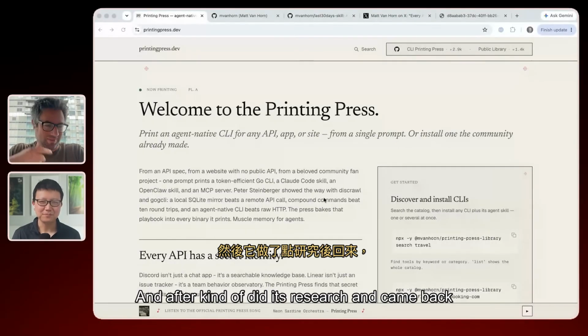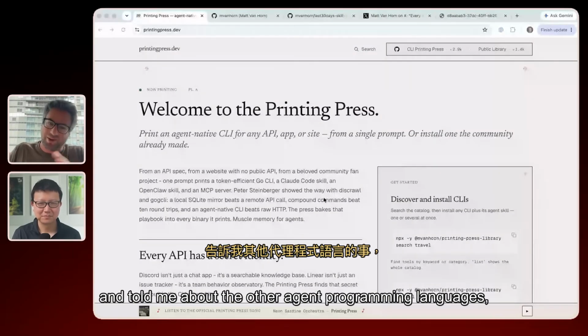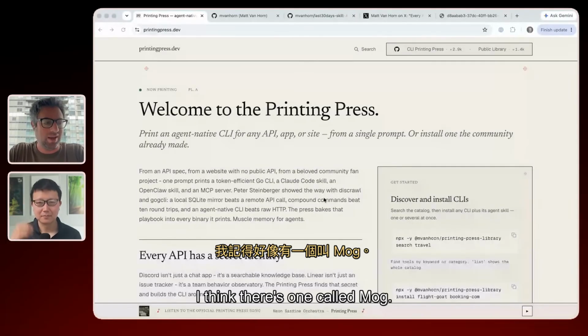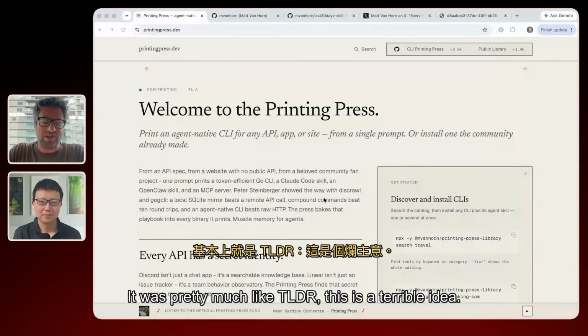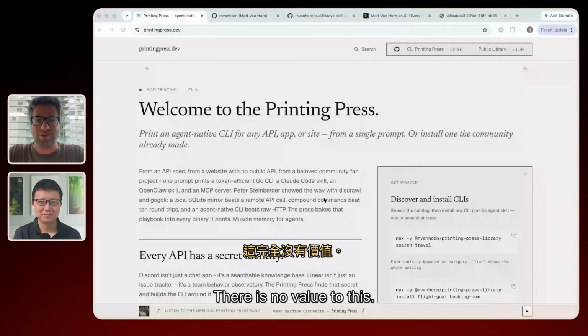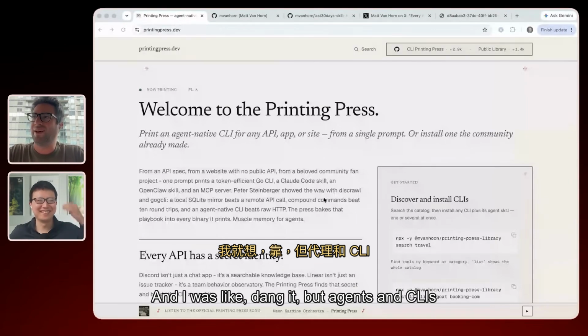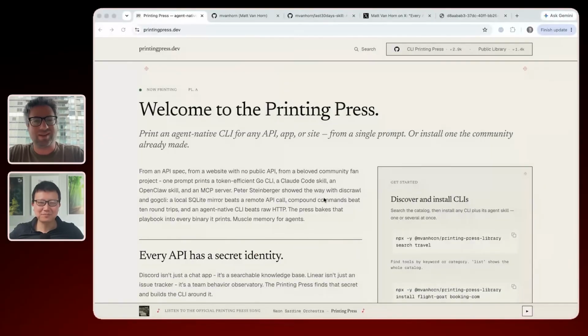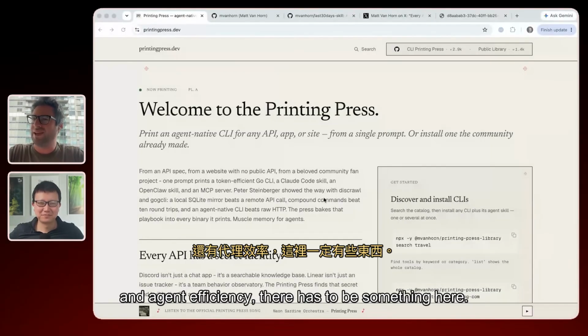And after it did its research and came back and told me about the other agent programming languages, like I think there's one called Mog, it was pretty much like, TLDR, this is a terrible idea. You should not do this under any circumstance. There is no value to this. And I was like, dang it, but agents and CLIs and agent efficiency, there has to be something here.